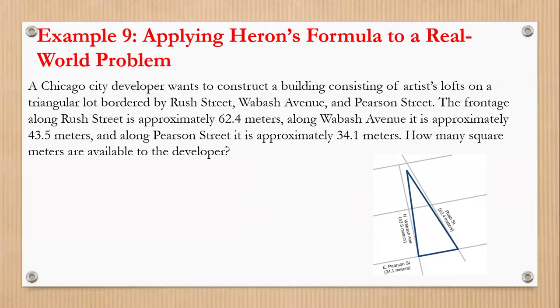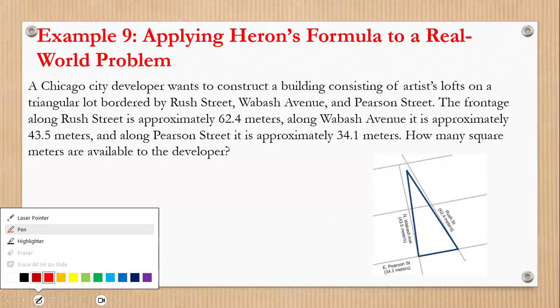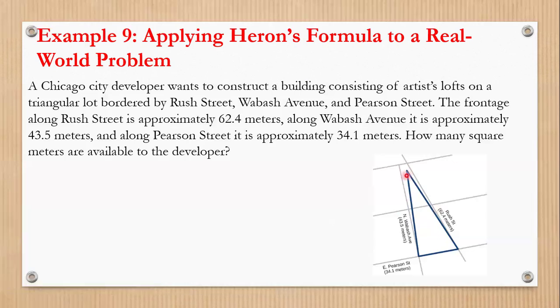That's Rush Street, which you can see in this picture, and this side is 62.4. Along the other street is approximately 43.5, and around Pearson Street it's about 34.1. This loft, you see, is a triangular lot of which all three sides are given. Now it's asking how many square meters are available to the developer.